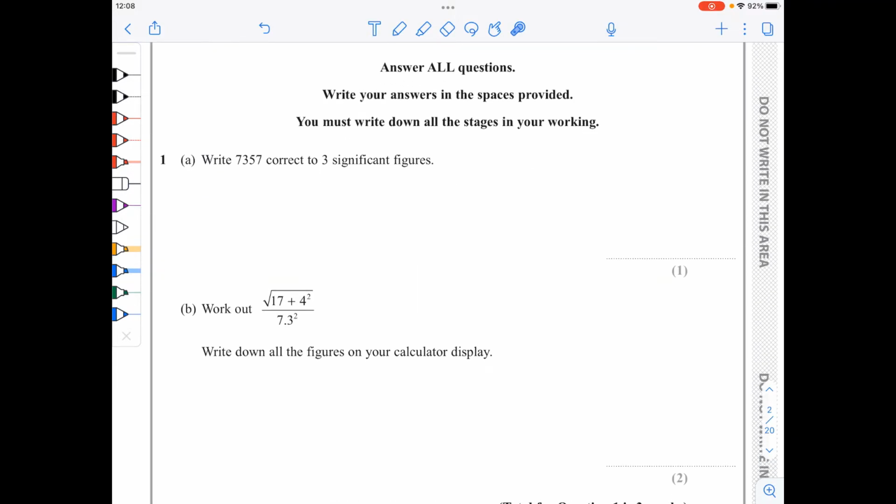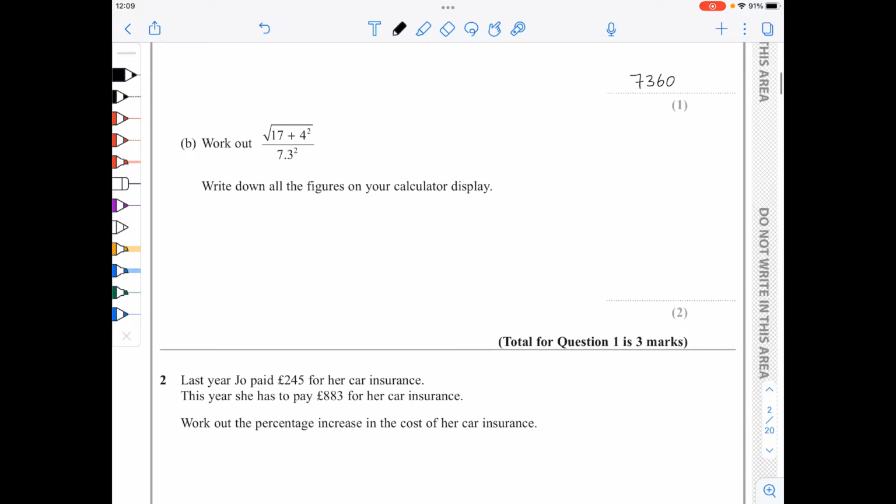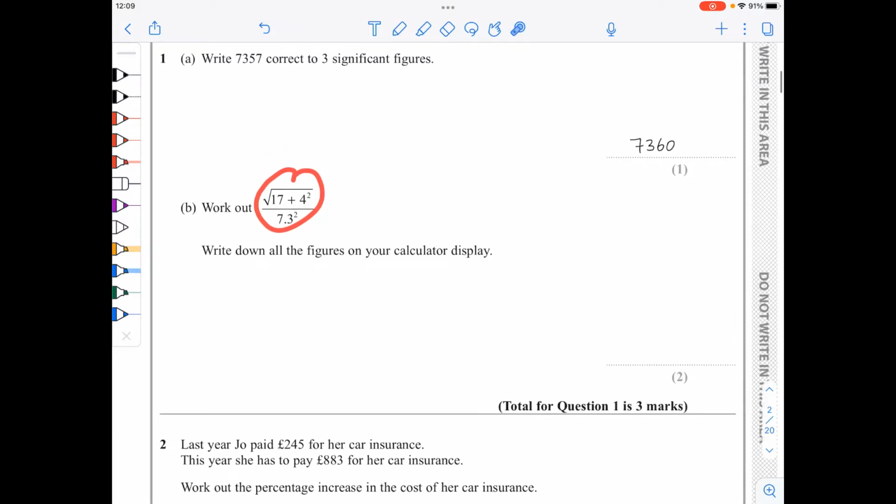Question 1, we need to write 7,357 correct to 3 significant figures. So 1, 2, the third significant figure is 5, the next digit is 7, so this will be rounded up to 7,360. Question B, we need to work out these and write down all the figures of the calculator display.